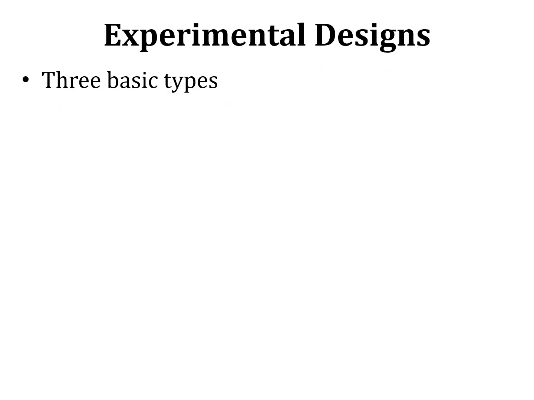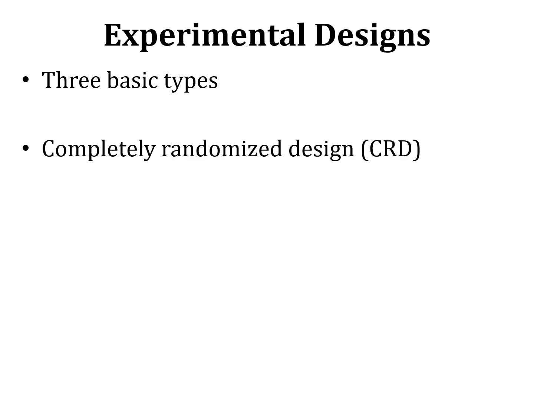Now, with this introduction to the basic concepts and principles in experimental design, we are going to mention the basic types of the experimental designs that are used. There are three basic types of experimental designs used in biology, especially in field research and agricultural research. The first one is the completely randomized design, or CRD. In this design, there is complete randomization of the treatments on experimental units. So this is the first type of experimental design.